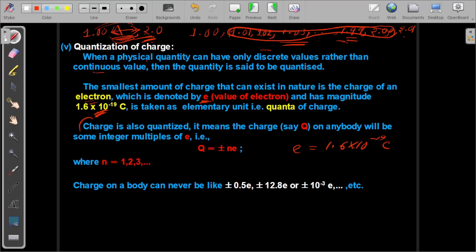Integer multiple of the value of an electron. This is the value of charge of an electron. Then the total charge in a body will be n times this, and this plus or minus will come due to the nature of charge. That means if it is a positive charge, the sign will be plus. If it is a negative charge, the sign will be minus. That means if the nature of the final value is positive, then the plus sign will be put. For example, I take one example.